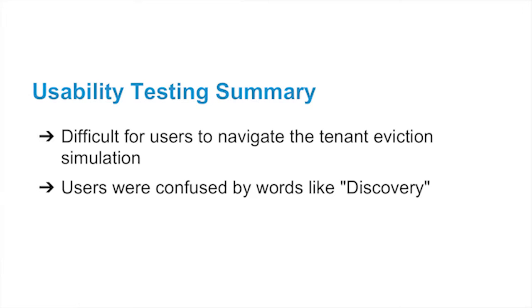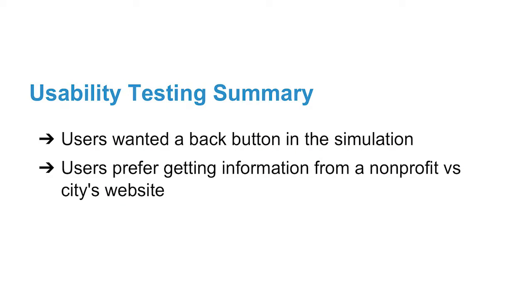And after we developed the application, we recently decided to do some usability testing. We found 5 individuals at the library, and the feedback they gave us was that it was actually really hard to navigate the demo, and they really wanted a back button, and they didn't understand legal terms like discovery. And when we asked them if they would rather get this information from the City of San Jose's website, they actually told us they didn't trust the city. They'd rather get information from a nonprofit.